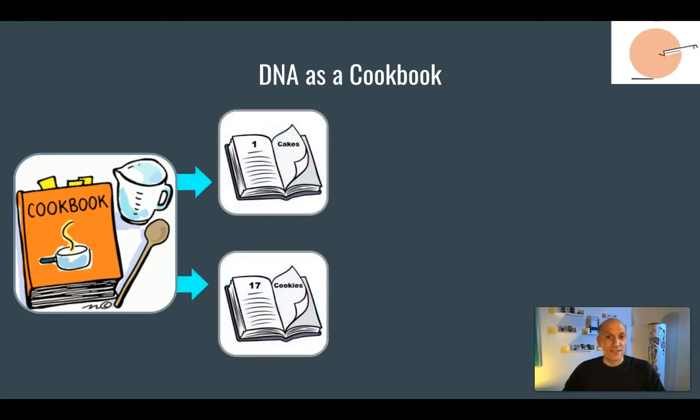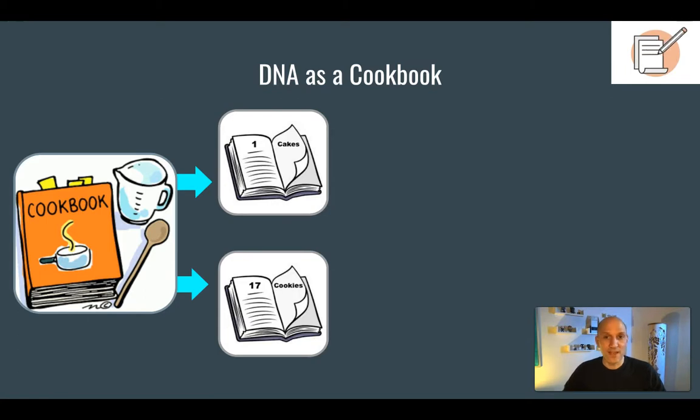Cookbooks are organized into chapters. Maybe the first chapter is on cakes, and the 17th chapter is on cookies. The bakers at the bakery have to go to the different chapters to find information on the different treats that they're trying to bake. This is just like how your DNA is organized into chromosomes. Your DNA is chunked apart into big sections, and we call those chromosomes.